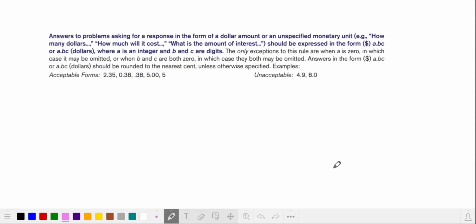If MathCounts asks for a question involving money, the units will be provided for you, so you'll already see a dollar sign there. You'll have some whole number of dollars to the left of the decimal point and then 2 digits that follow. Or you might have something that says A.BC and then the word dollars is the unit. Here they give some acceptable answers.